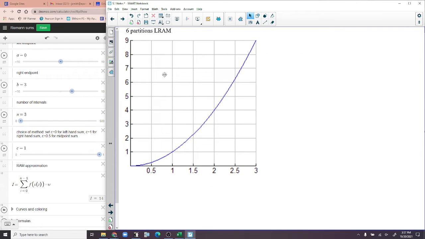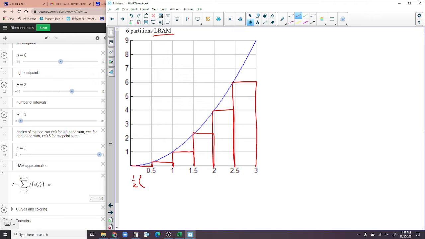How about 6 partitions? We're going to do the exact same problem, except we're going to use 6 rectangles, and we're going to use left endpoints. So left, left, left, left, left, and one more left right there. Now all these are 1/2s. 1/2 by 0 squared, 0.5 squared, 1 squared, 1.5 squared, 2 squared, and 2.5 squared.